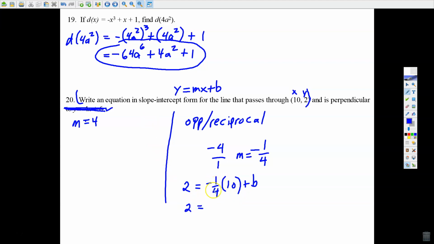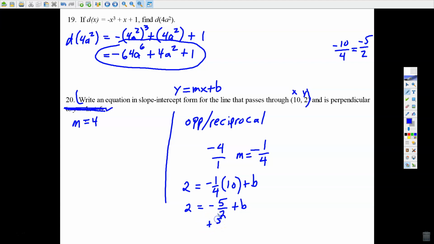So this starts off as -10/4. Let's come over here and do a little work. But -10/4 can be reduced. If I divide both of these by 2, I get -5/2. So instead of -10/4, I'm going to reduce it down to -5 over 2 plus b. Okay, well, I'm going to have to add 5 over 2 to both sides.